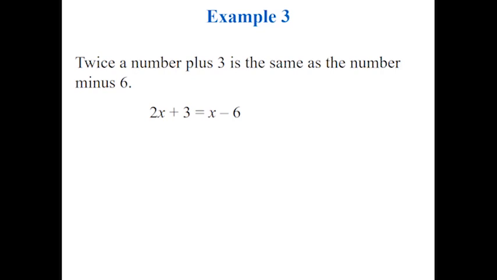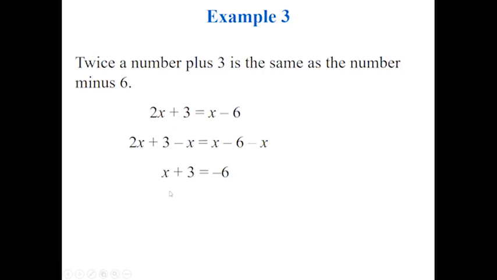This time we're actually going to find what this unknown number is. So the first step is building our equation. Once we've done that, we want to get the x's all on one side. So let's subtract x from both sides. Simplifying on the left, 2x minus x is x, and then we have our plus 3 carried over. On the right, x minus x cancels away, leaving us with just negative 6. So x plus 3 equals negative 6.